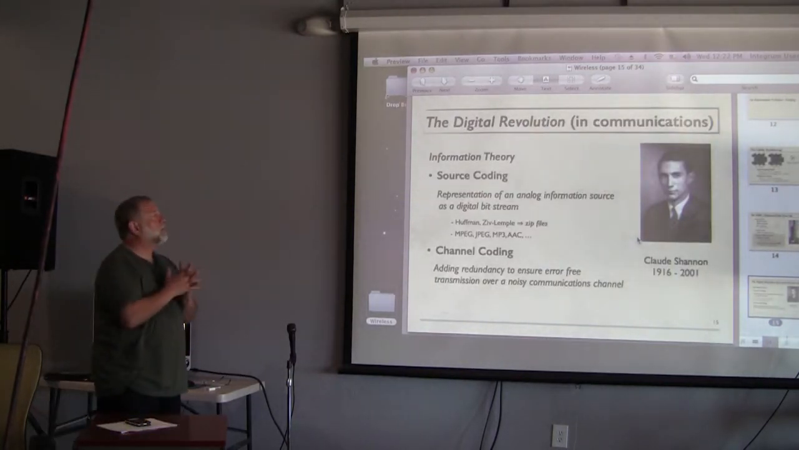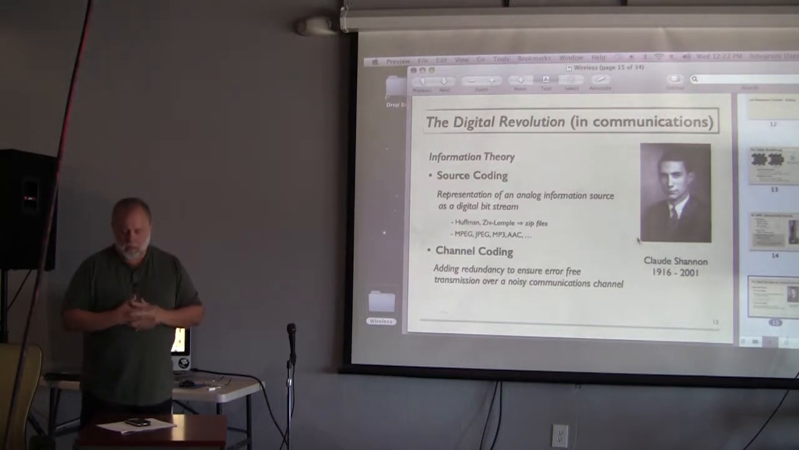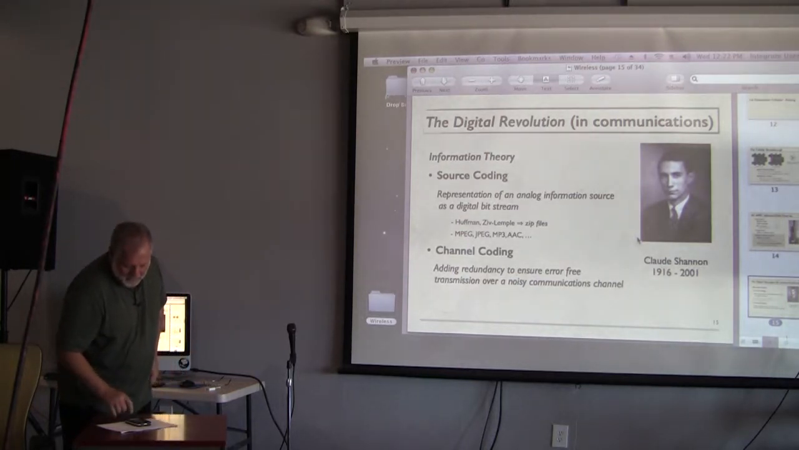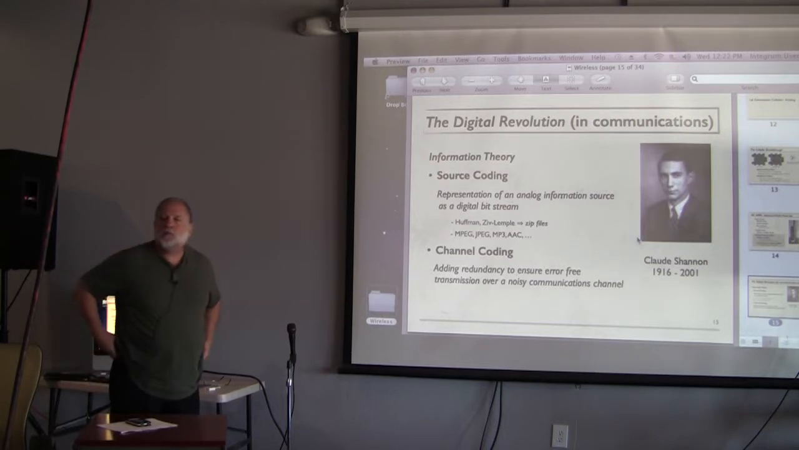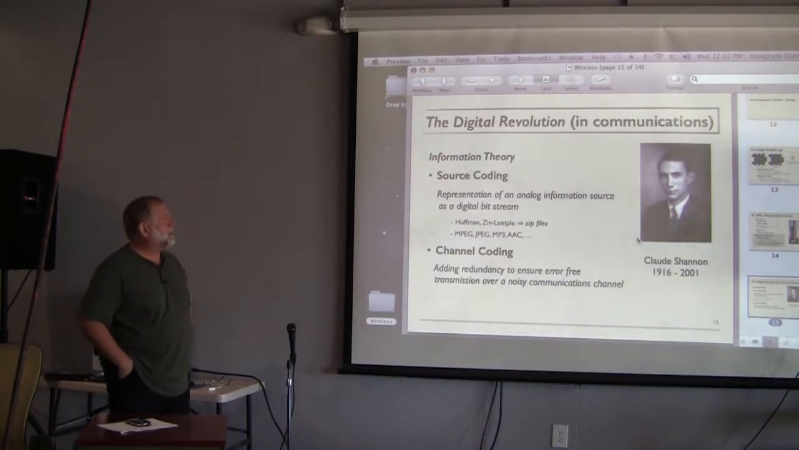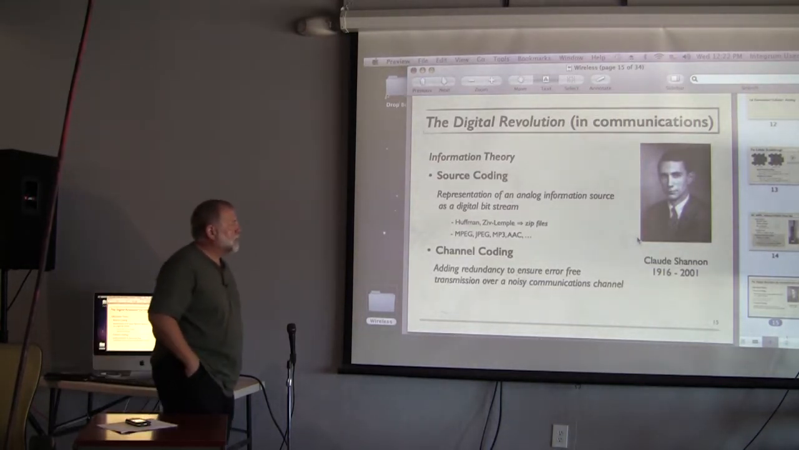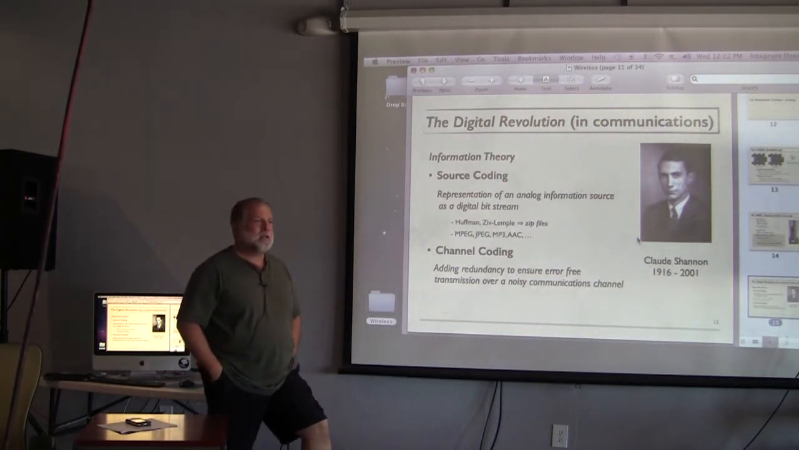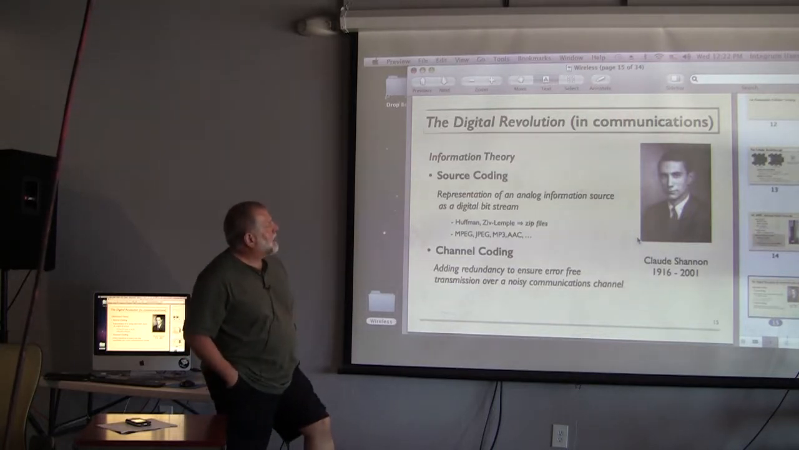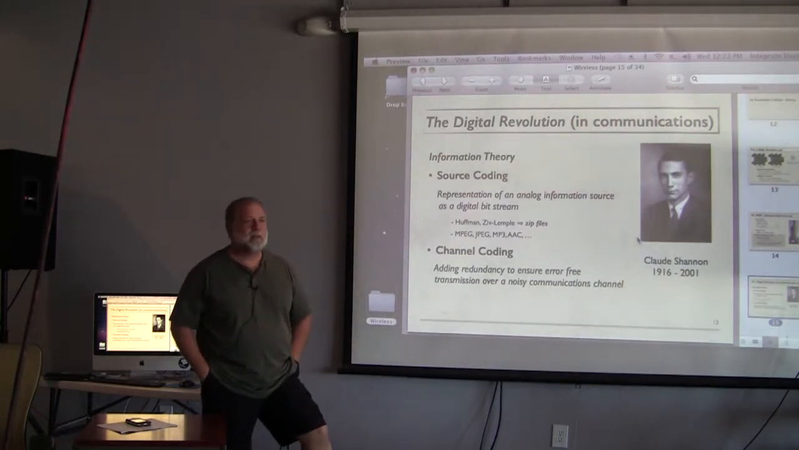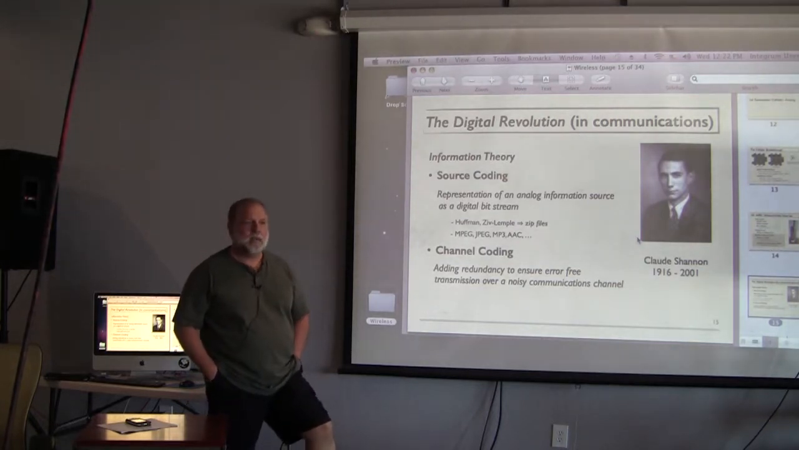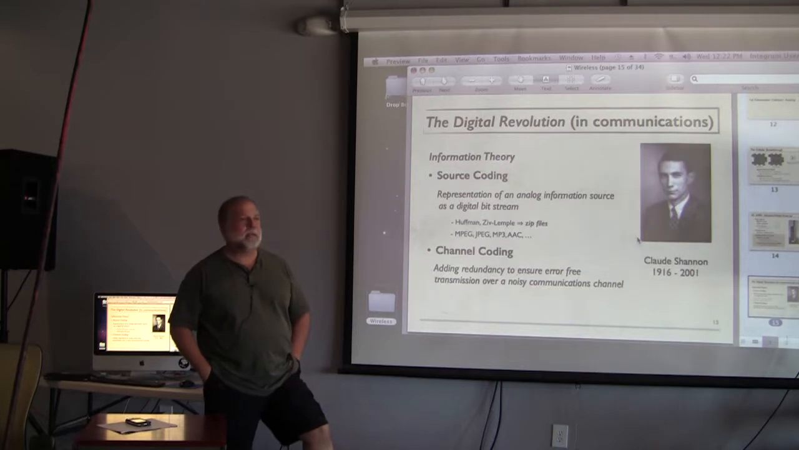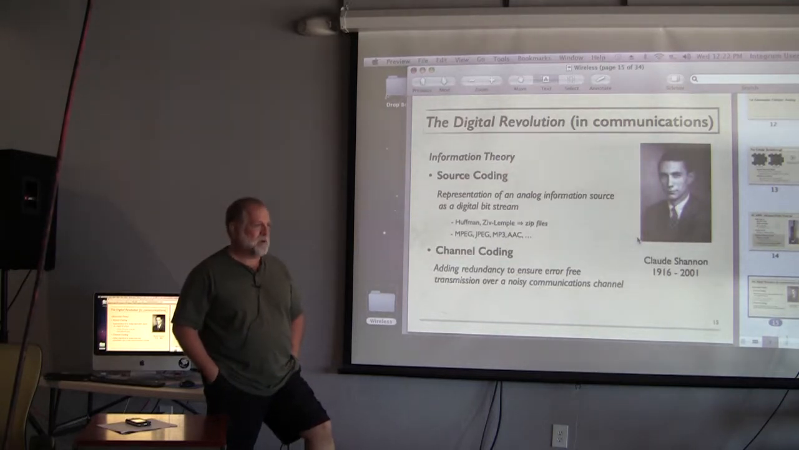Now, we want to get into the digital stuff because that's 2G and 3G and 4G. And data and everything. And to do that, for the next about 10 slides, I'm going to give you a whirlwind tour of digital communications. And we have to start with Claude Shannon. How many people have heard of Claude Shannon? A couple of people, okay. How many people have heard of Alan Turing? A few more, okay.